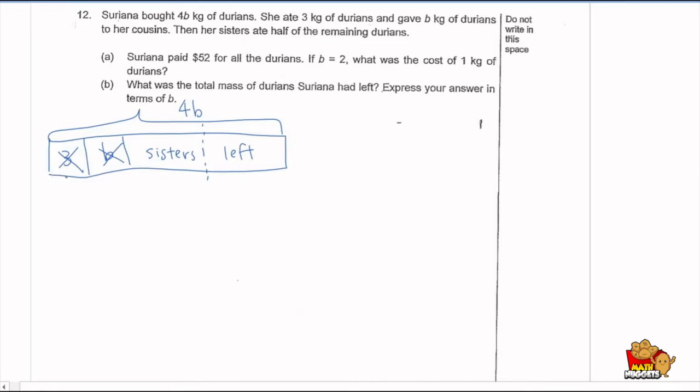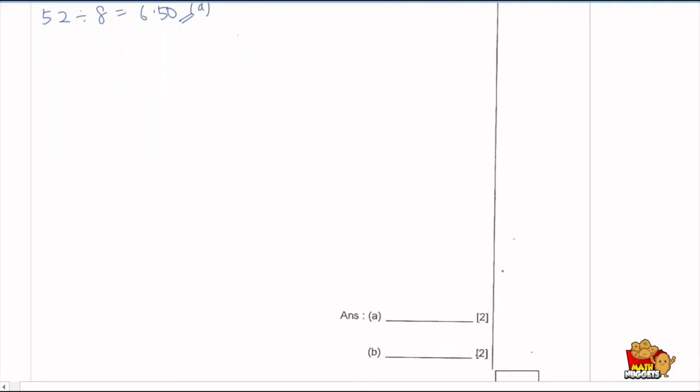And if she paid $52 for all the durians and B is equal to 2, what was the cost of 1 kg of durian? So 4B, and if B is equal to 2, so 4 times 2, that's 8 kg. So $52 divided by 8 kg, that's $6.50 per kg. That's for part A. You write down my answer.